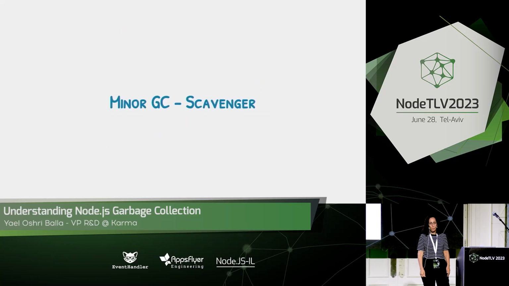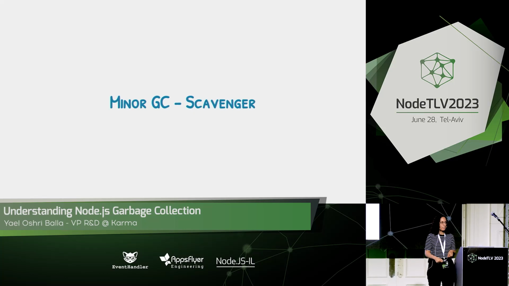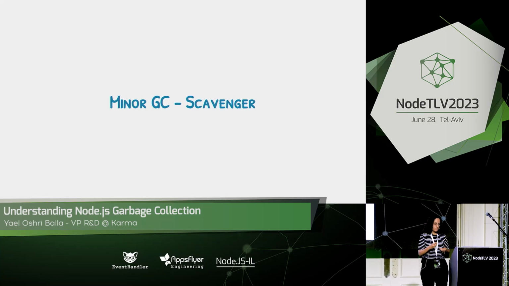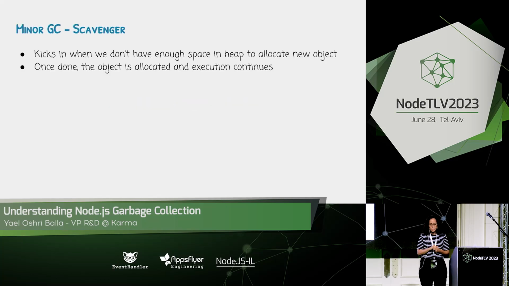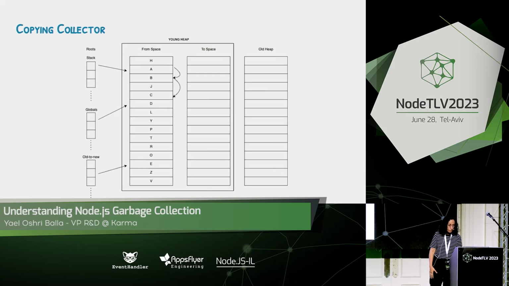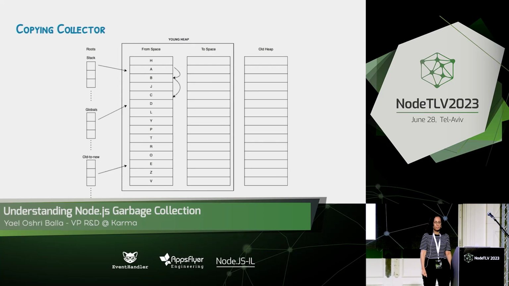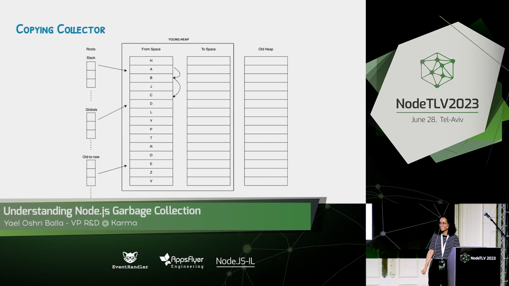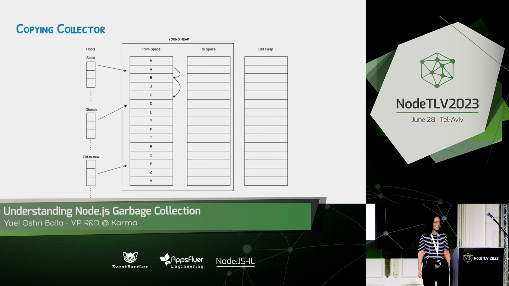The scavenger. So the scavenger is the minor GC, and it kicks in very frequently. It kicks in when there is not enough space in the young heap to allocate a new object. V8 actually waits until there is no space, and only then kicks in the minor GC. The scavenger is using an algorithm called copy collector. How many of you have heard about it? Copy collector. Okay, I see some hands.